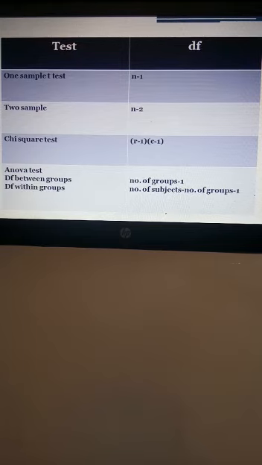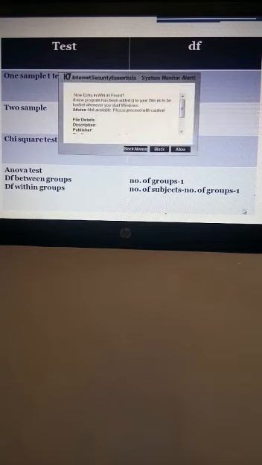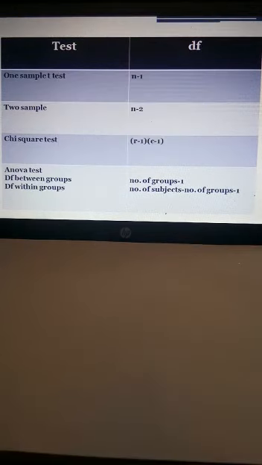If we are taking two samples, like one is the control group and the other is the experimental group, then the formula for the degrees of freedom is n minus 2. Okay, n is the total number of both samples, minus 2.